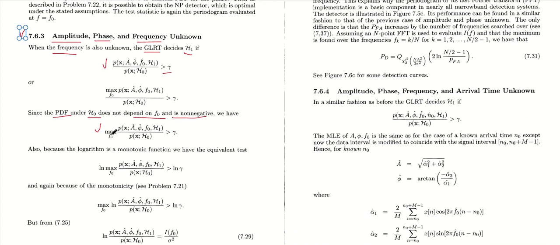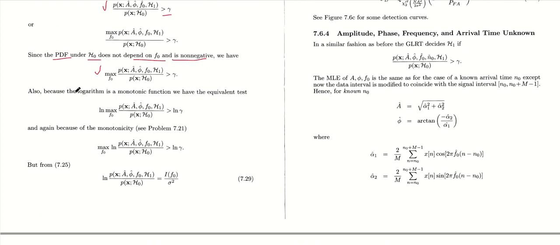Okay, so max over F0. Mathematically, this is equivalent to that because H0 does not depend on F0, so you can actually take the max out of the numerator to the whole thing, and then max over F0 of this over P of X, H0 larger than gamma. And because the log is monotonic, we have the equivalent test. You take the ln, it's the same because it's monotonic.